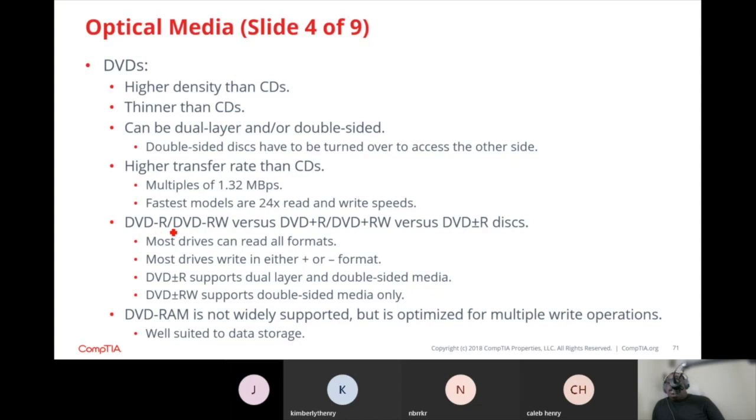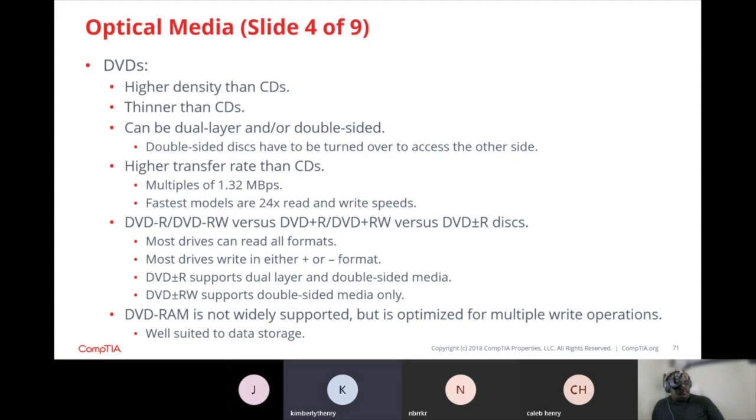You had DVD-R and DVD-RWs, which is readable and writable. So you had minus R's and plus R's, and then you had plus and minus R's. Most drives either wrote or read in the format of plus or minus. DVD plus or minus R supported dual layer and double sided discs. DVD plus or minus RW supports double sided media only. DVD-RAM was not widely supported, but was optimized for multiple write operations.